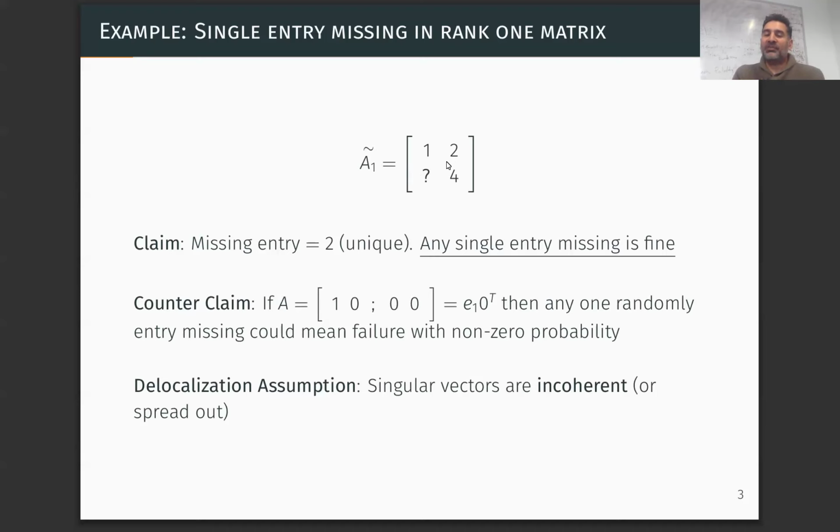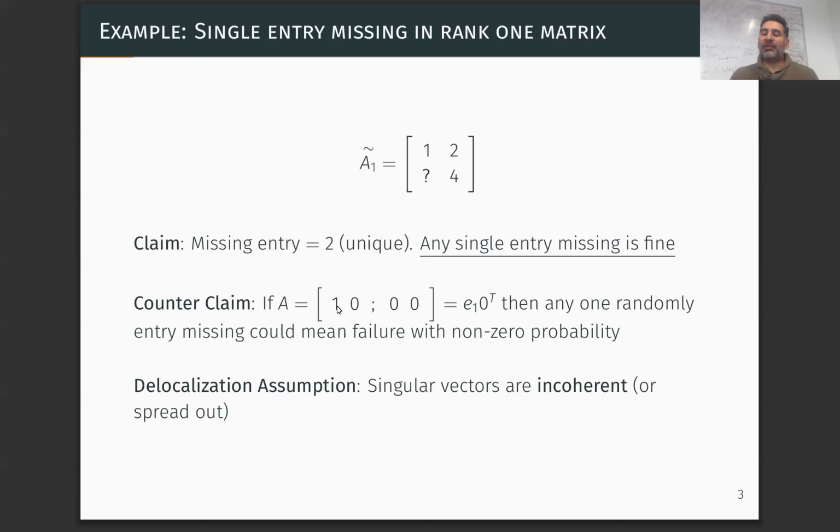The converse side of it, which brings into focus the structure and the singular vectors of the matrix, is illustrated by this particular matrix at the bottom, which is A equal to 1, 0, 0, 0, or effectively e1 times 0 transpose, no, e1 transpose. And in this context, what you can see is that if I were to randomly select an element of that matrix, then there is a non-zero probability, specifically corresponding to the top left entry being obscured, where I might not ever be able to reconstruct that matrix with zero error, so to speak, right?